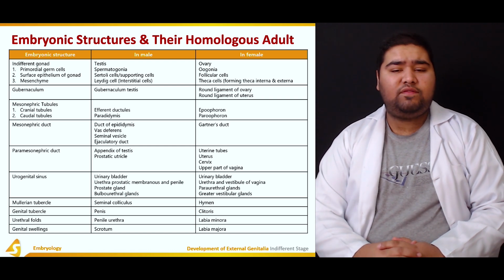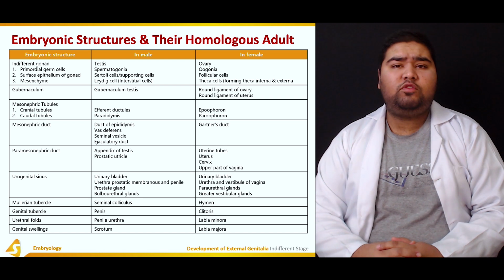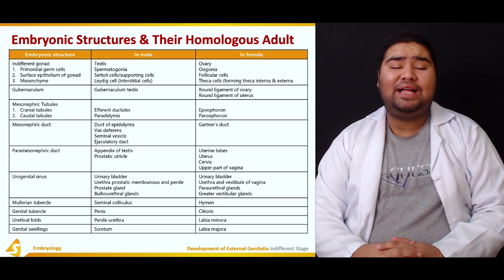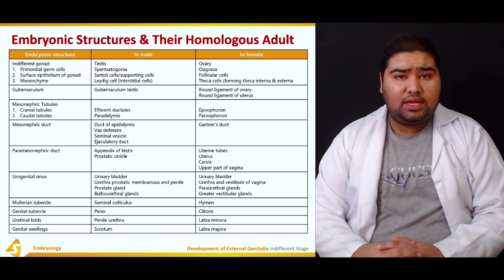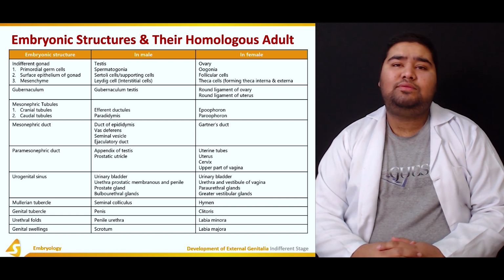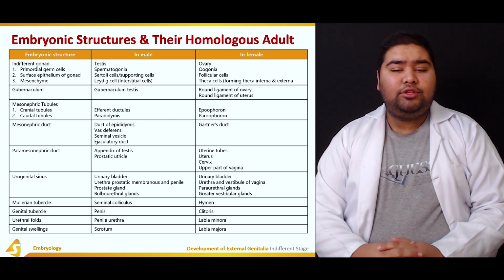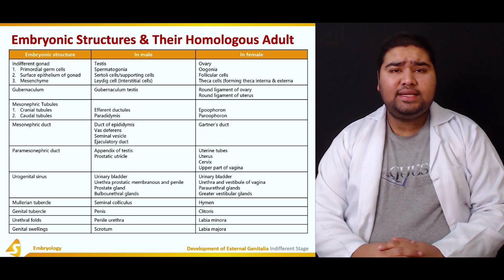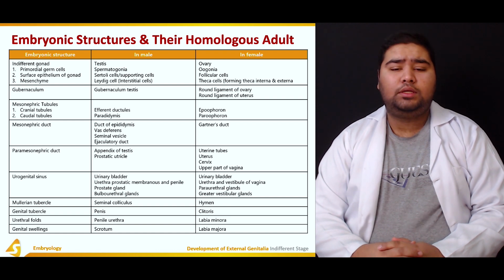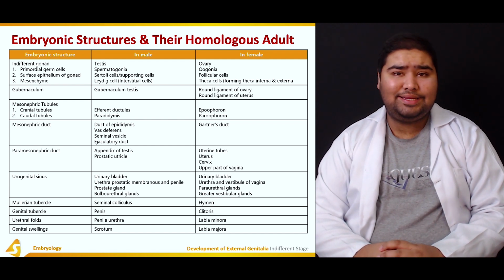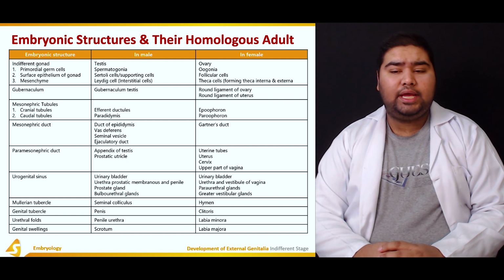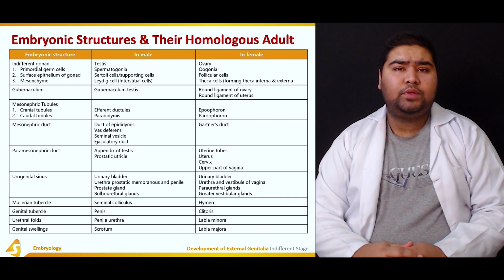Now the paramesonephric duct. The paramesonephric duct is responsible for the formation of appendix of the testes and the prostatic utricle. However, in the female, it is responsible for the production of the uterine tubes, the uterus, the cervix, as well as the upper part of the vagina. Now the urogenital sinus. The urogenital sinus in males forms the urinary bladder, the urethra, the prostatic, membranous and the penile part, the prostate glands, and the bulbourethral glands. In the female, they also form the urinary bladder, the urethra and vestibule of the vagina, the paraurethral glands, and finally the greater vestibular glands.